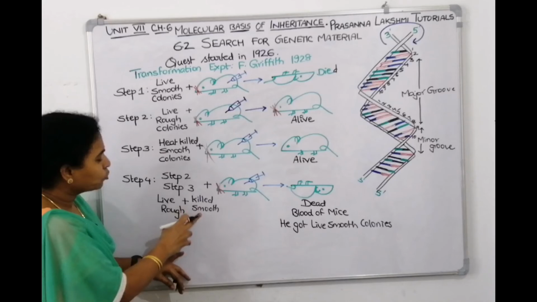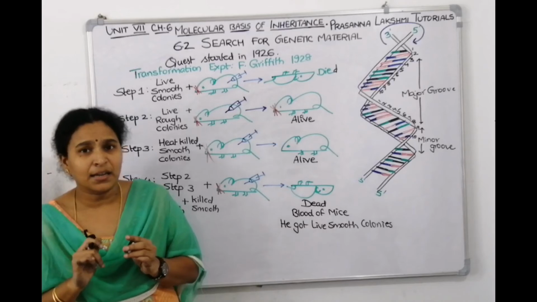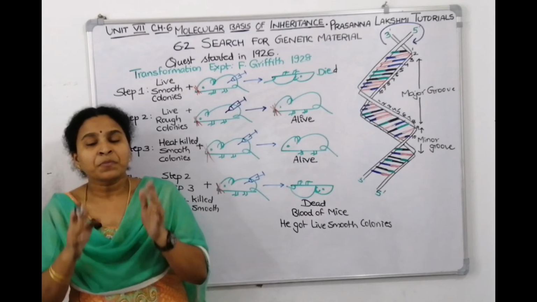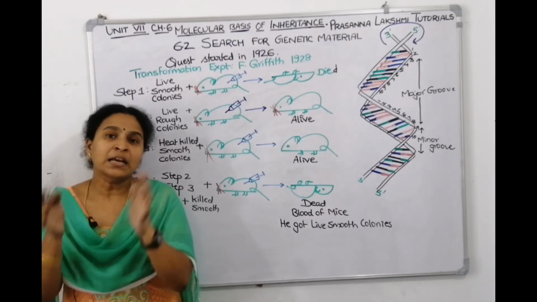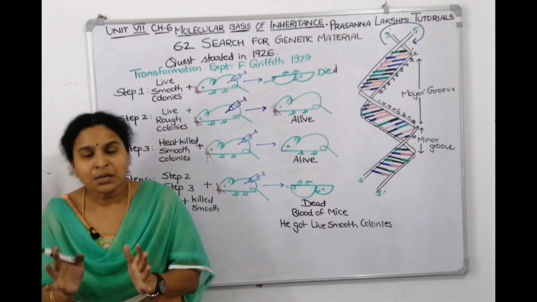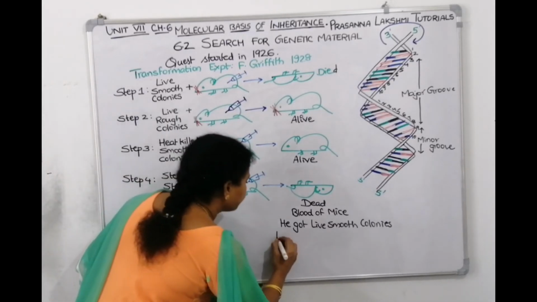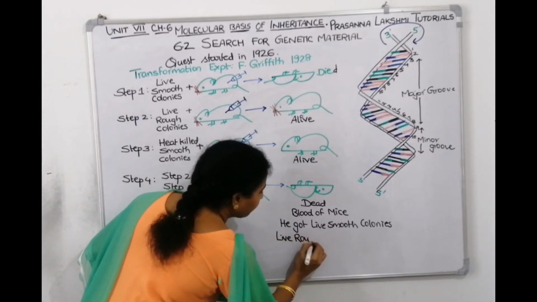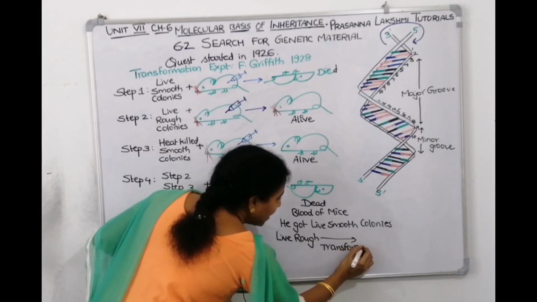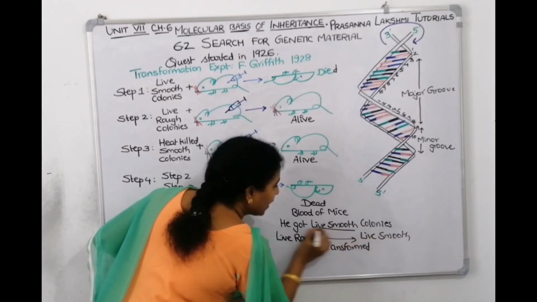He did not inject live smooth colonies. He injected killed smooth. He injected live rough. Then he got some clarity. He understood that something happened and something has transformed the rough into smooth. He understood that the live rough got transformed into live smooth. Since smooth are pathogenic, they are causing the disease, and then the mice died. That is why he could find live smooth.